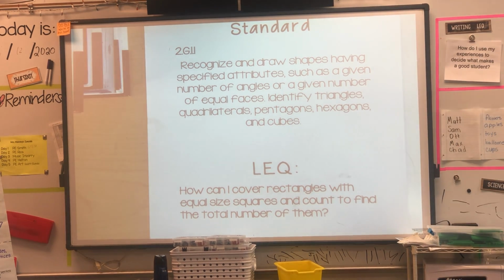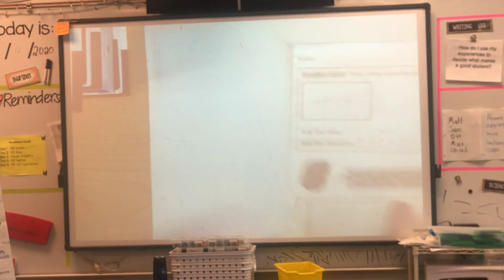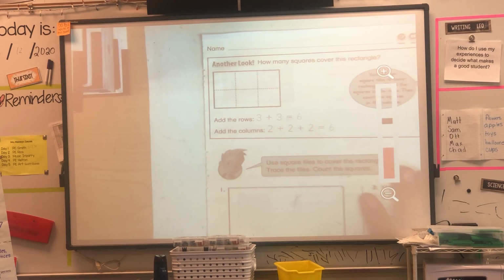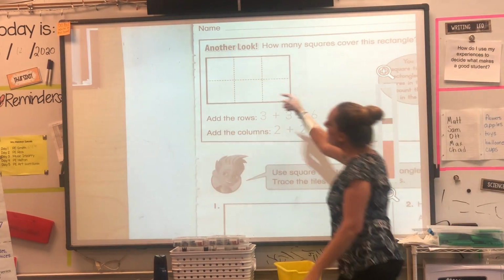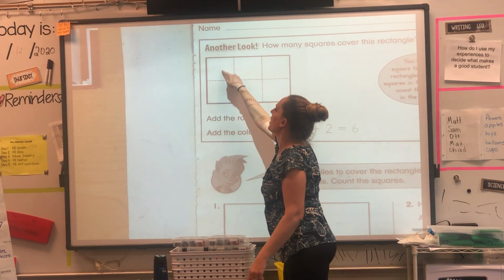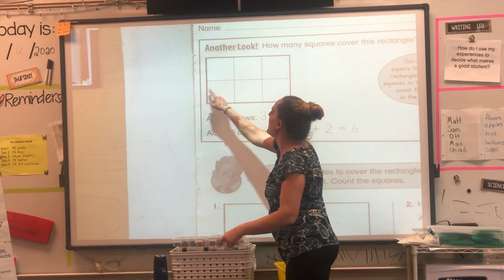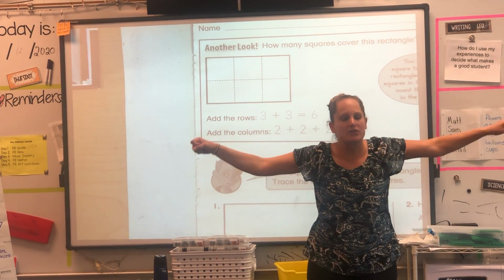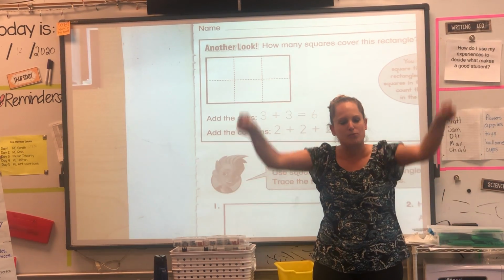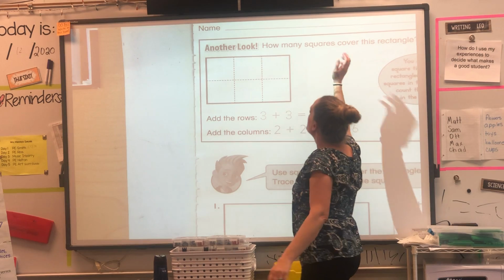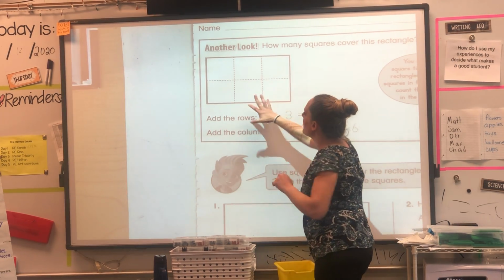Now, we have made arrays before. We've made arrays with columns and rows. Rows go out, columns go up and down. Row, row your boat, remember? So, we're going to take a look.